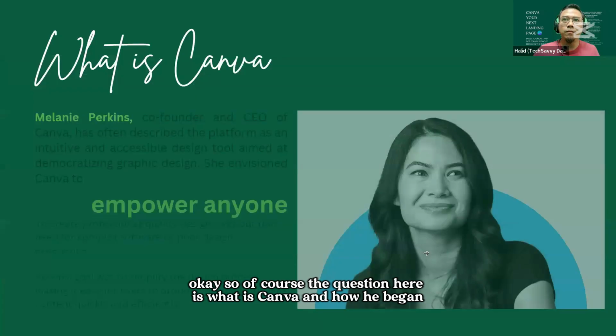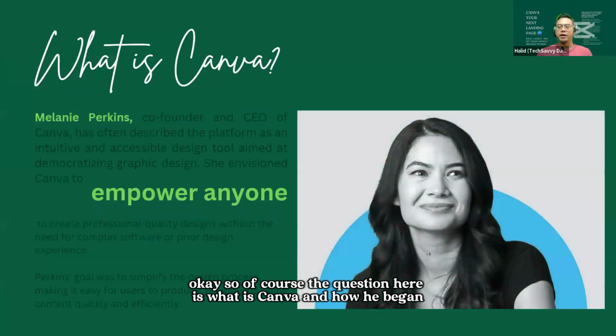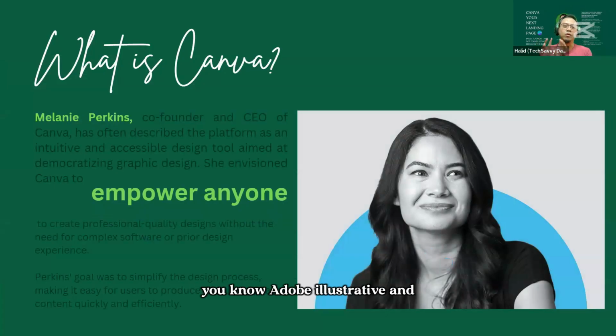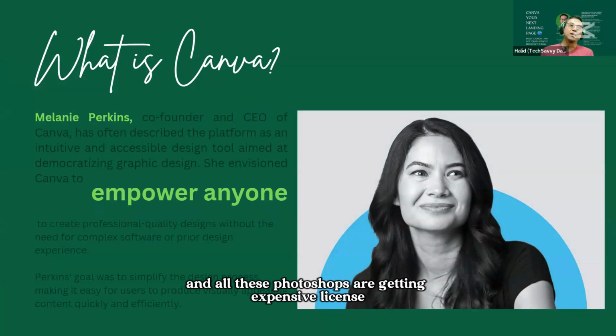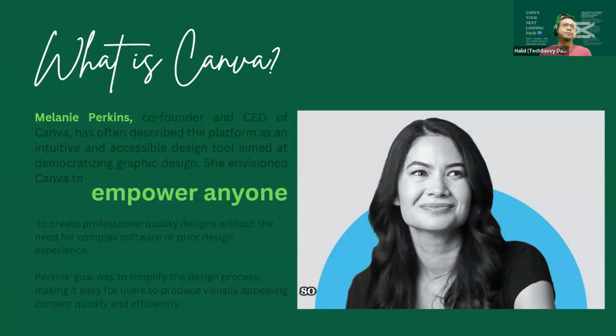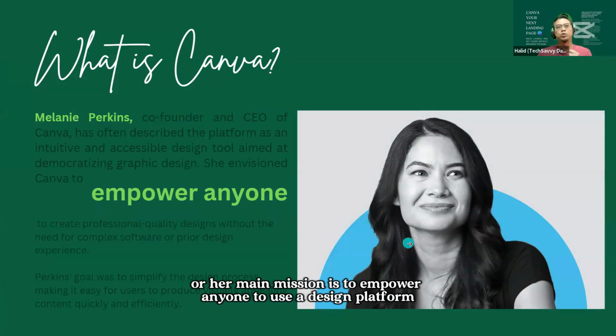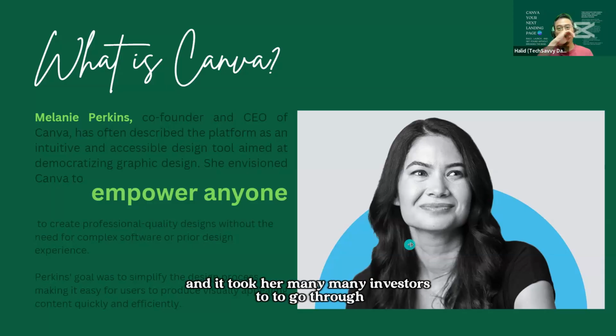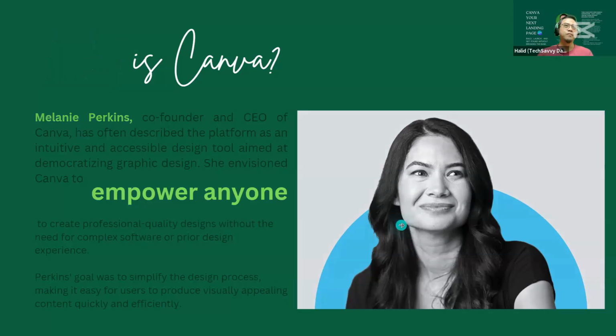Of course, the question here is what is Canva and how did it begin? Well, there's this lady in Australia, Melanie Perkins. She had this idea that Adobe Illustrator and all these Photoshops are getting expensive, licenses are getting expensive. She wants to help students and all these people. Her main mission is to empower anyone to use a design platform. So she created this company Canva, and it took her many investors to go through.